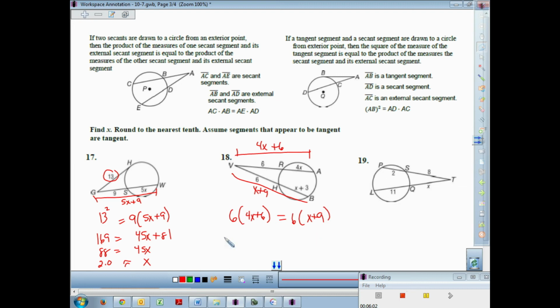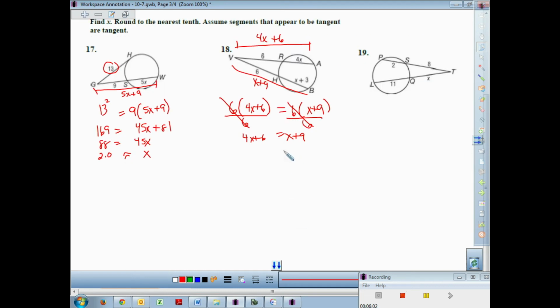And what you see is you got the same number outside parentheses. You got 6 times all this and 6 times all that. Well, a real smart thing to do would be, well, let's divide both sides by 6, and those will go away, and you really have those 2 parentheses equal to each other. So now you could solve here and say, subtract x from both sides, that'd be 3x plus 6 equals 9. Subtract 6 from both sides and get 3x equals 3, and then x equals 1 right here.